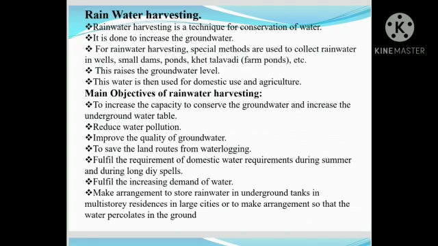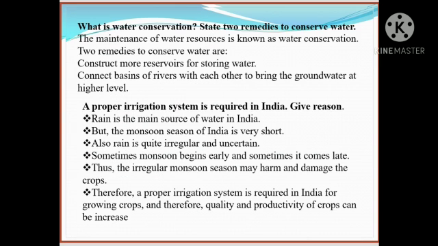Main objectives of rainwater harvesting: to increase the capacity to conserve groundwater and raise the groundwater table, reduce water pollution, improve the quality of groundwater, save the land from waterlogging, fulfill the requirement of domestic water during summer and during long dry spells, fulfill the increasing demand of water, make arrangements to store rainwater in groundwater tanks in the multi-story residences in large cities, or make arrangements so that the water percolates in the ground.